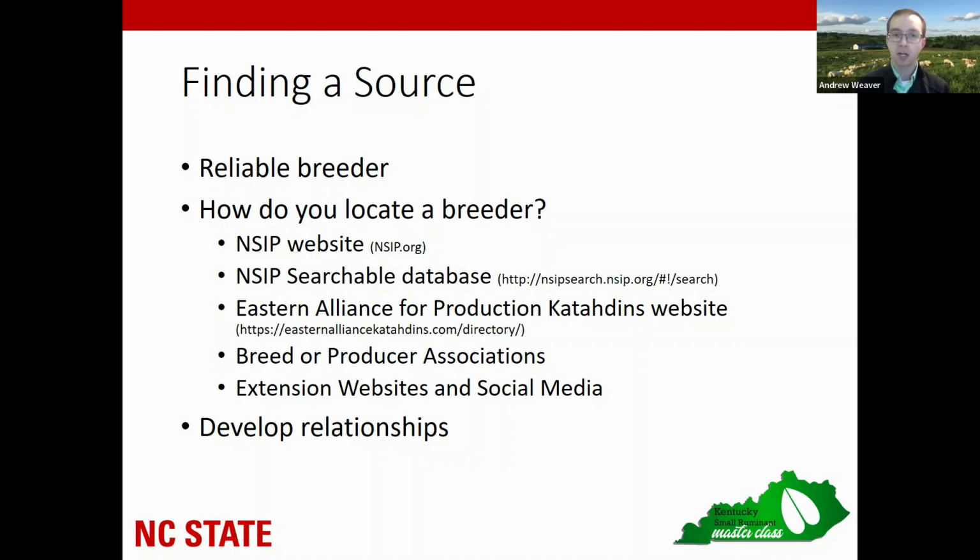In terms of locating a breeder, besides just the searchable database, the Eastern Alliance for Production Katahdin's website does have a directory where they have a map of the whole U.S. and a variety of different breeders that has their contact information there as well. That can be a tool that you can utilize. Different breed producer associations also have contact lists, so you can reach out to them if there's a specific breed you're interested in or a specific producer group you're looking at working with. They're going to have information about breeders that work with them that raise that type of sheep that should work for your scenario and your production system.